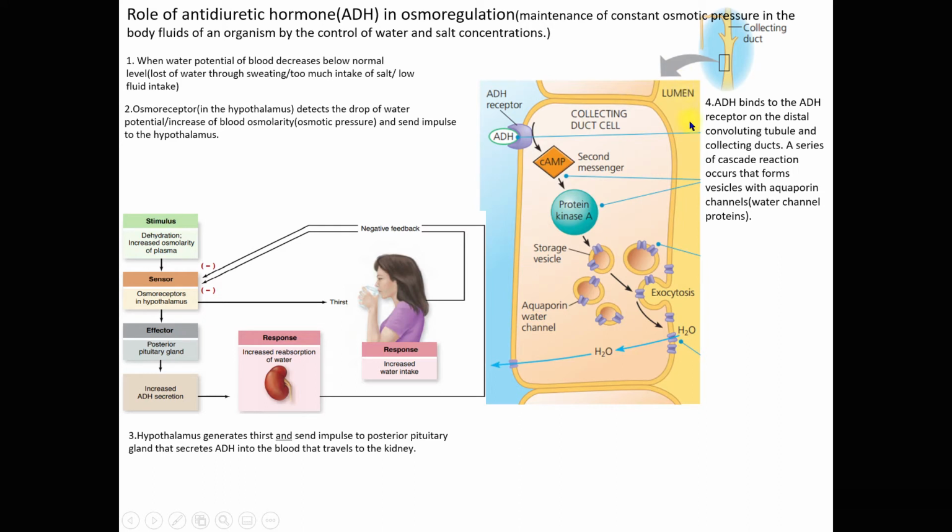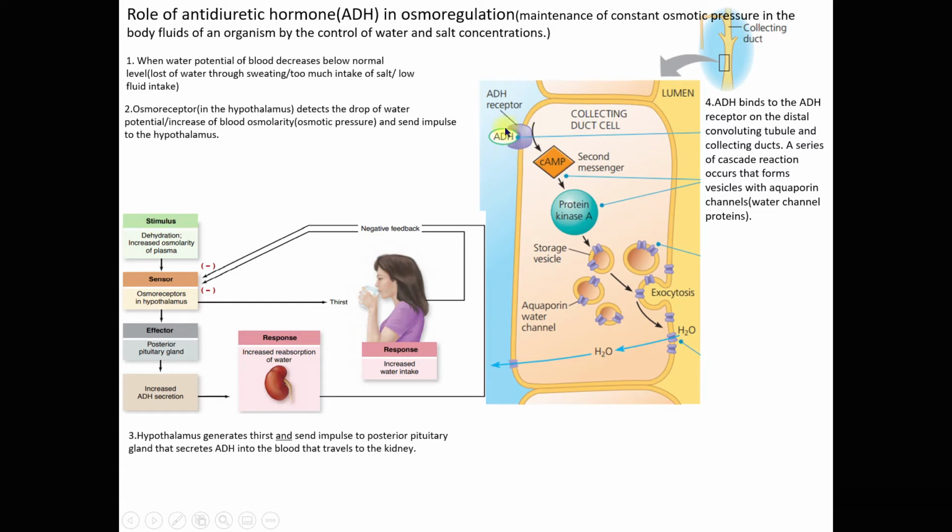This is the lumen of the collecting duct, as well as the lumen of the distal convoluted tubule. This is the region where you have the peritubular capillaries, if you recall. Now the ADH is in your bloodstream, so the ADH will be in your peritubular capillaries, in this region. The ADH will bind to the ADH receptor on the surface of the distal convoluted tubule, as well as on the collecting ducts.